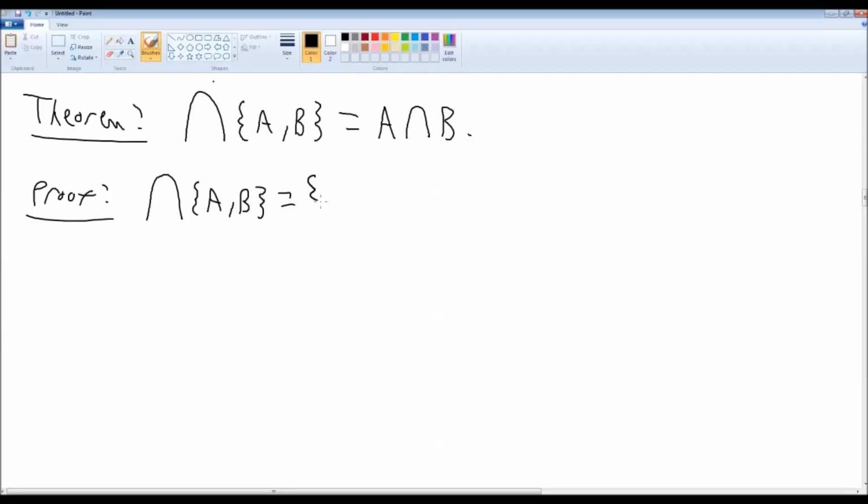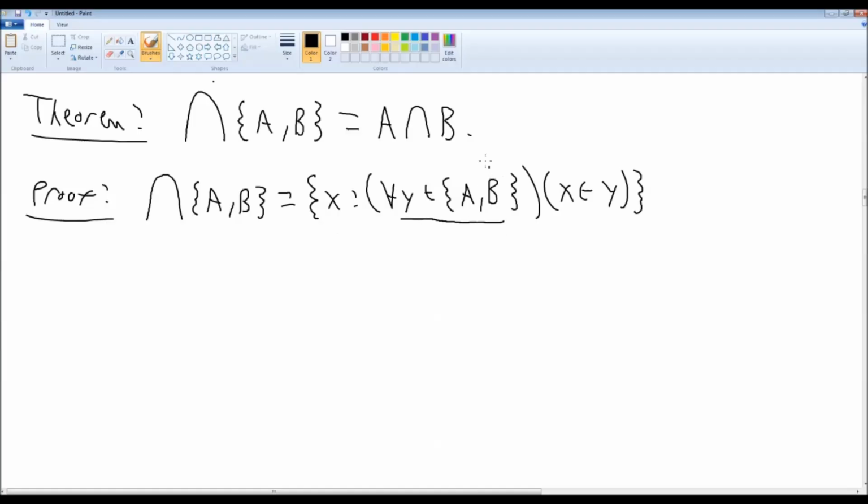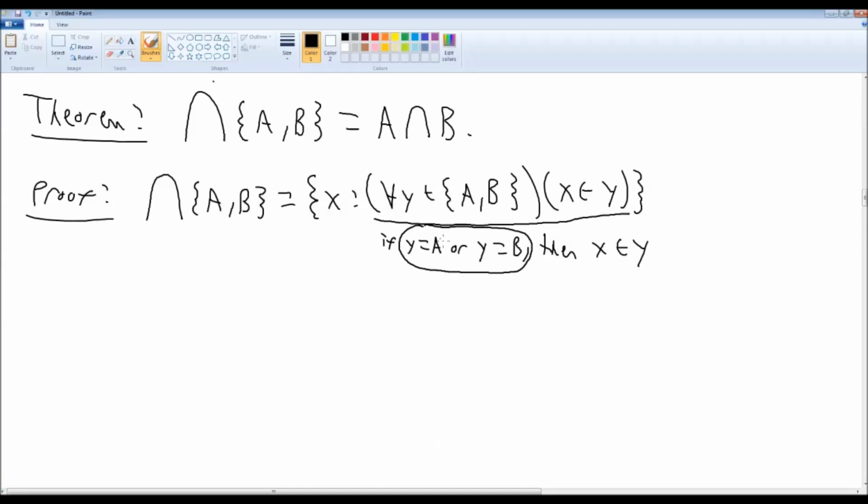Well, this is just the set of X for which, for all Y in whatever this set is, X is an element of Y, okay? But now we can simplify this, because if you say that Y is an element of this set, that's the same as saying that Y equals A or B. So what's this whole thing saying? This whole thing is saying that if Y equals A or Y equals B, then X has to be an element of Y. In other words, that's the same as saying that X has to be an element of A and X has to be an element of B.